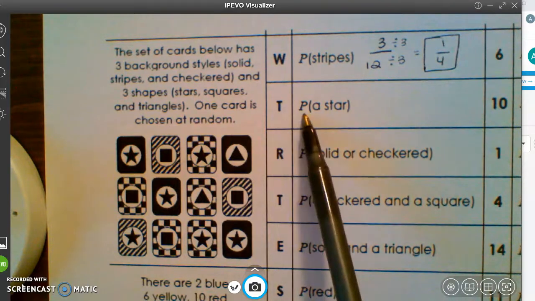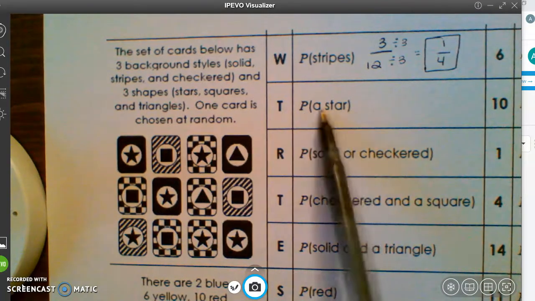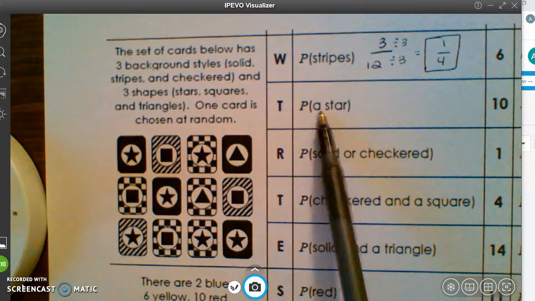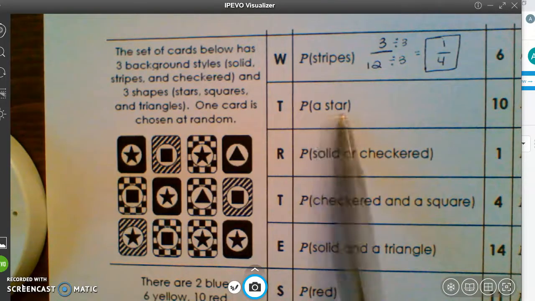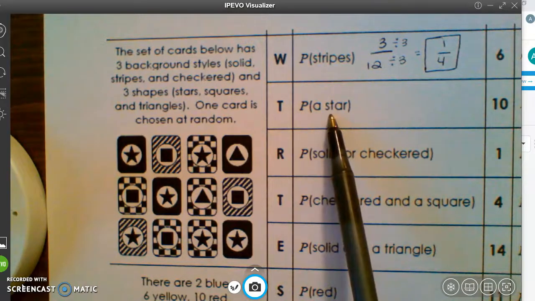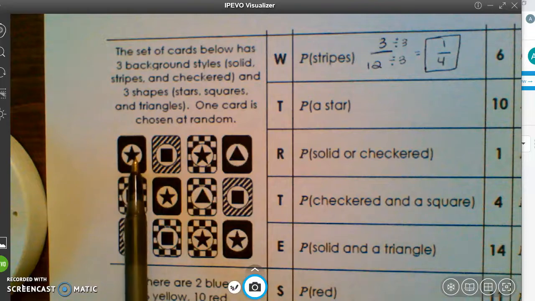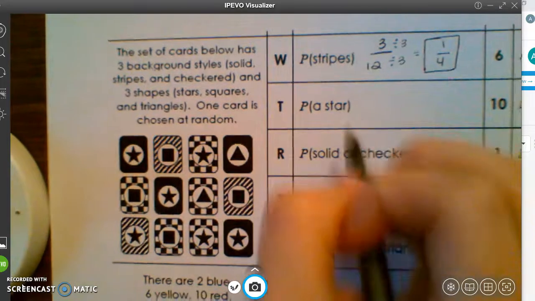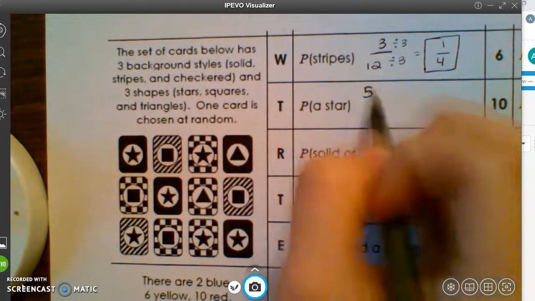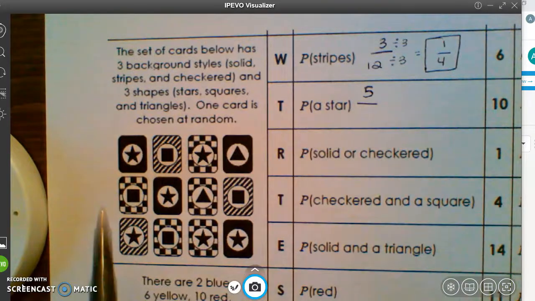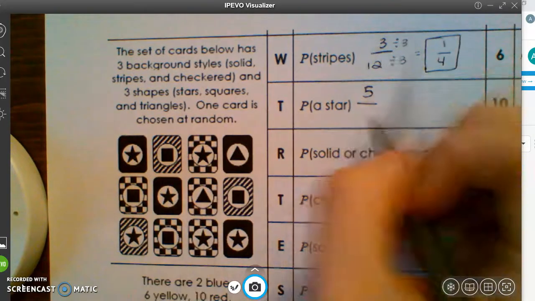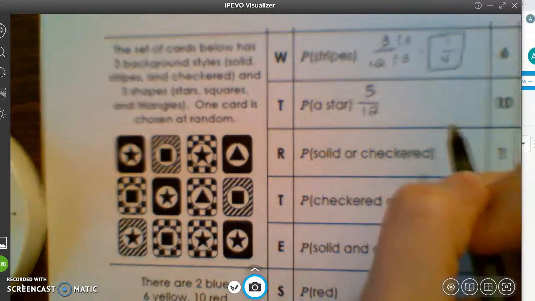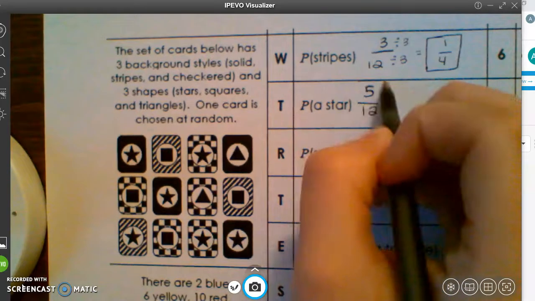T says the probability of getting a star. So again, we need to find the favorable outcomes that would give us a star if we chose it. So I count 1, 2, 3, 4, 5. There's 5 cards with a star that would make you happy, that gives you what you want. The 5 favorable outcomes, and then the total amount of cards is still 12. Well, I can't simplify that down, so I just leave it as 5 over 12.